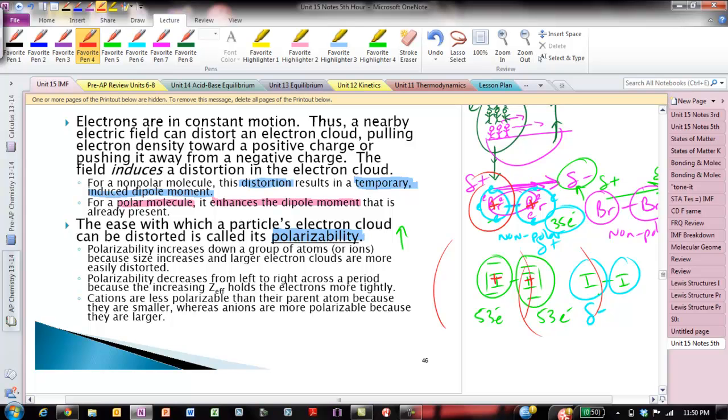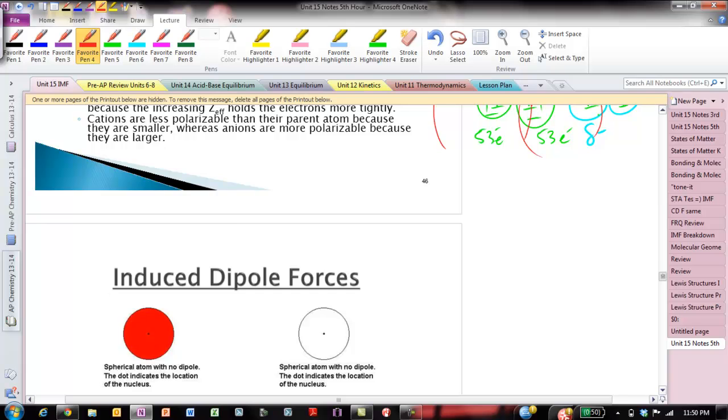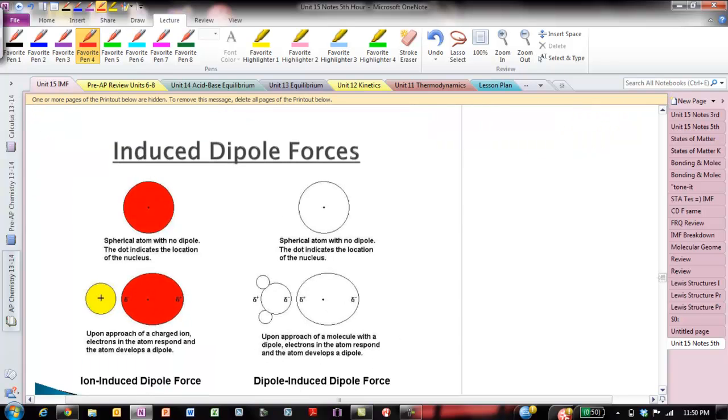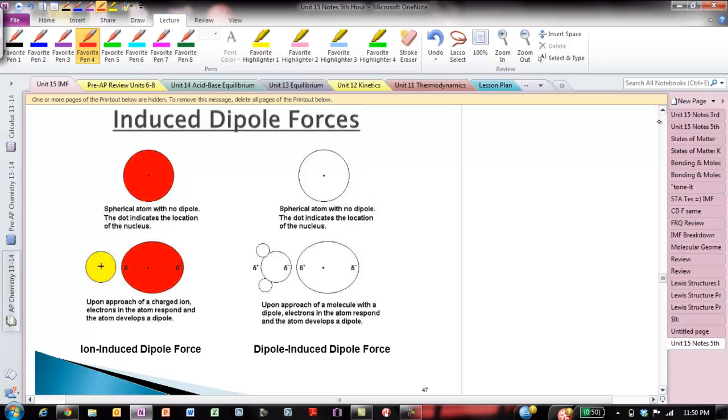So that's what induced dipole forces are. About as clear as mud right now. So here's just an image of what I kind of drew before. If you had no dipole, completely spherical, whatever it was, if you put a positive cation up next to it, it would force the electrons to become attracted to it. And so that would make that partially negative and partially positive. So that's called an ion-induced dipole, because the ion is forcing that polarity. And then when you take the ion away, that polarity disappears and it goes back to being nonpolar.